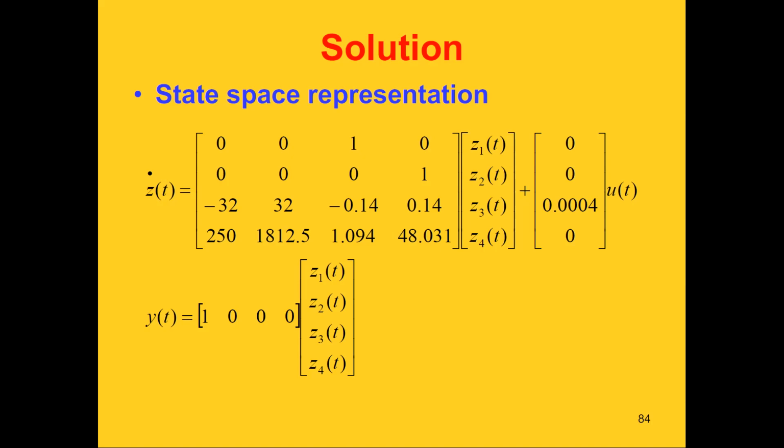I have a question for you, Syahira. What is the size of system matrix in slide 84? 4 by 4. Why 4 by 4? Because there are 4 rows and 4 columns. Matrix B size? 4 by 1. Matrix C? 1 by 4.